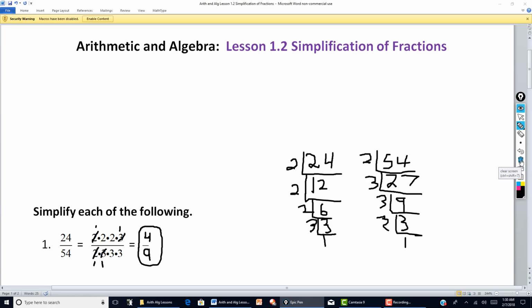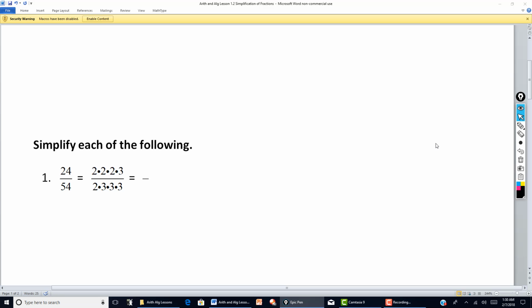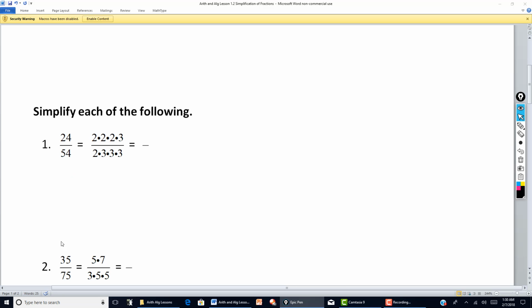Clear this. Go to the next one. In the same way, 35 over 75, you would prime factor these. I'm not going to go through that, but 35 factors into 5 times 7. 75 factors, doing the same procedure that I illustrated in the first one, which I also did in the last video. I get this factorization.